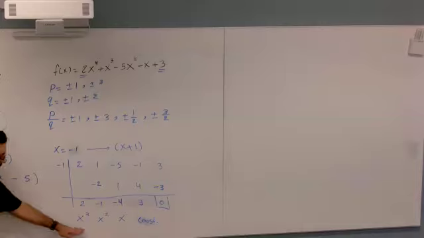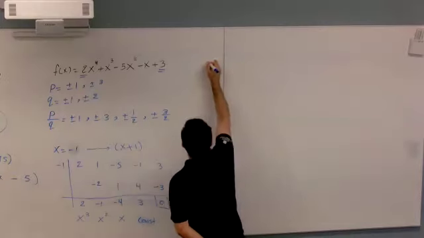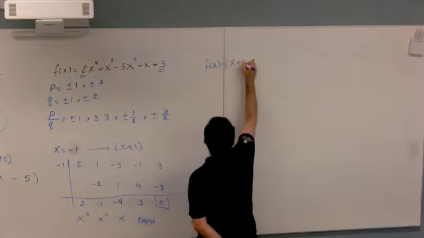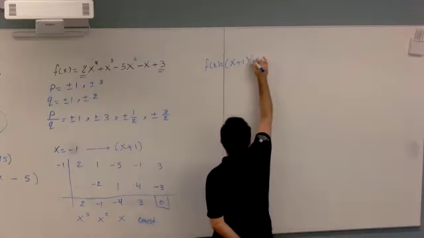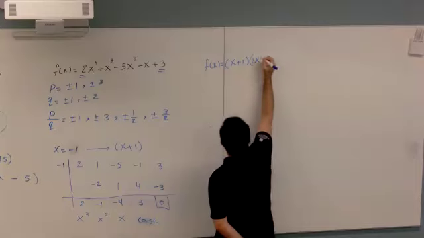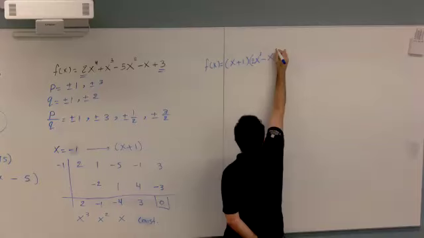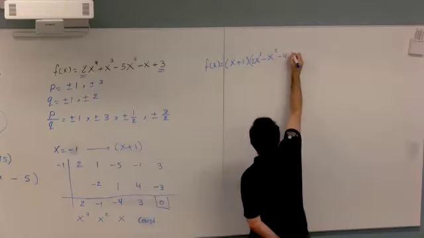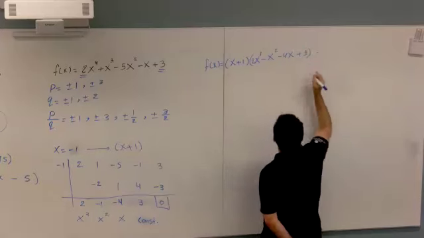Now, here's the new polynomial. Alpha of x equals what? x plus 1, and what's the rest? 2x cubed, perfect. 2x cubed minus 1x squared. What else? Minus 4x. Minus 4x. Is that okay?